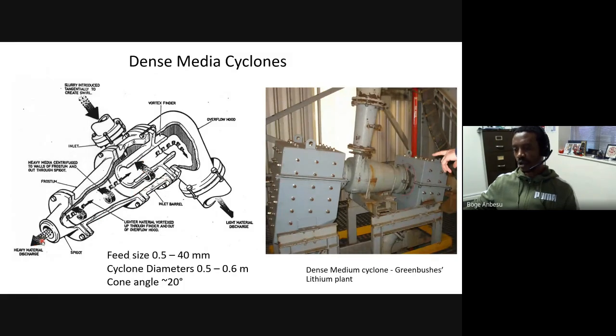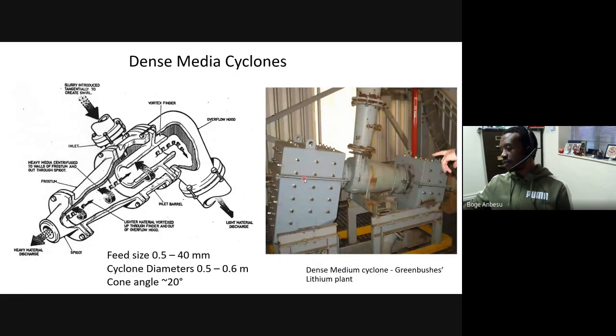and exiting through here, or the drag force taking particles which are small to the center and dragging and taking them out here. So regardless of what happens inside the cyclone, you should have the opportunity to remove dense particles from light particles using a dense media cyclone. And if you look at them, they look something like this. This is an older picture from a lithium processing plant. Back in the days, they used to also process tantalite ore. And with tantalite ore, you can remove tantalite ore from a silicate gangue using a dense media cyclone.